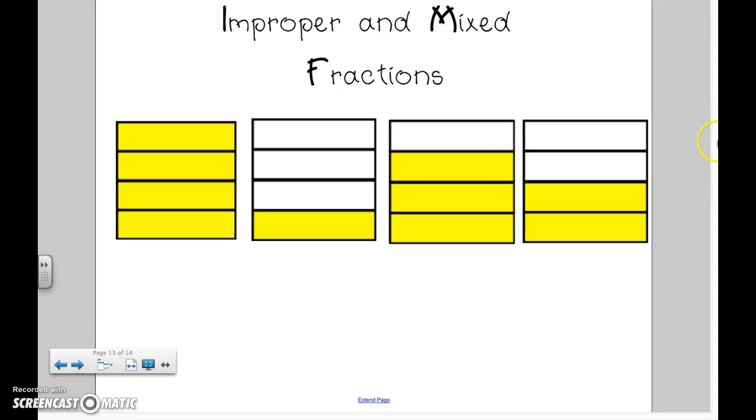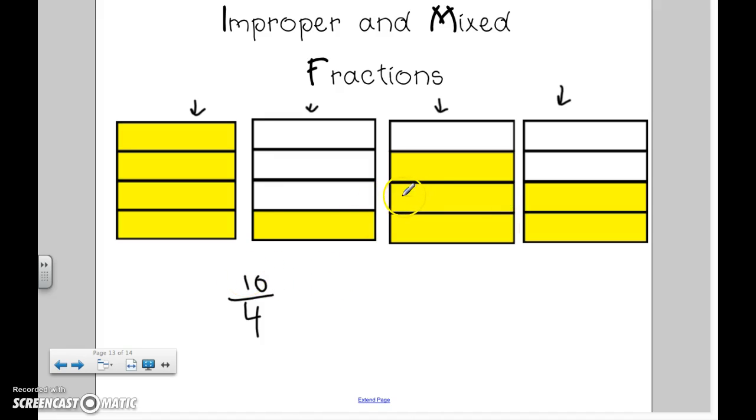Let's look at this last example. I have 1, 2, 3, 4. Each one of these rectangles is split into 4 pieces. So my denominator is going to be 4. Now how many total pieces are shaded in? 1, 2, 3, 4, 5, 6, 7, 8, 9, 10. 10 out of 4 are shaded in.